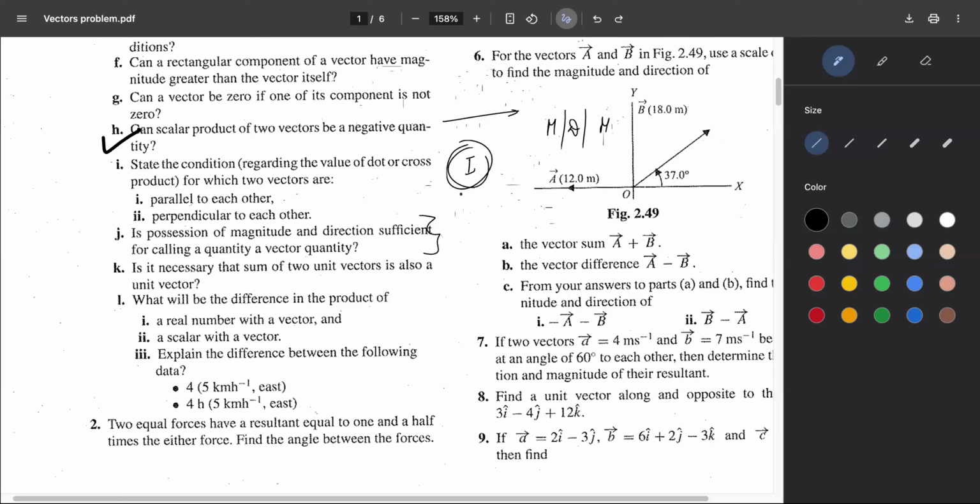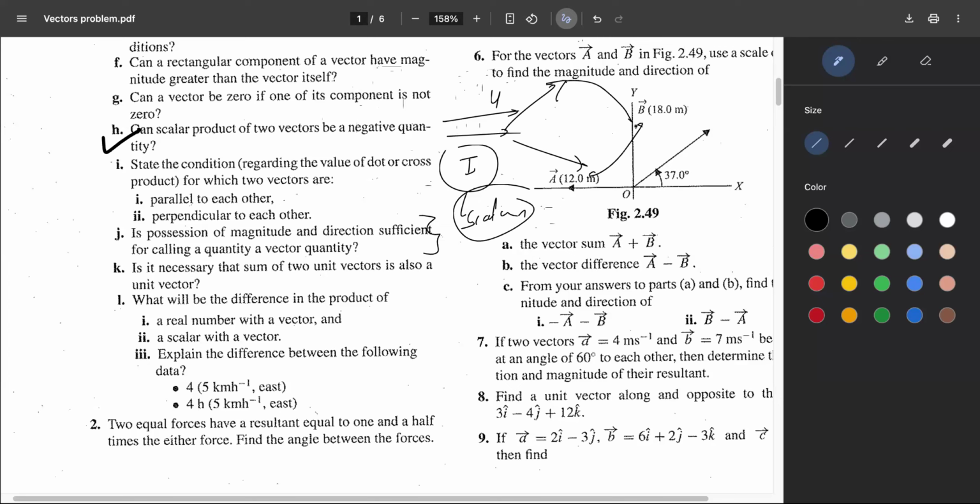Understood? Current follows a scalar rule, a scalar product. It means if current goes four in this direction and five in this direction, you can simply say the total will be four plus five, which is nine. It is not a vector quantity, right?